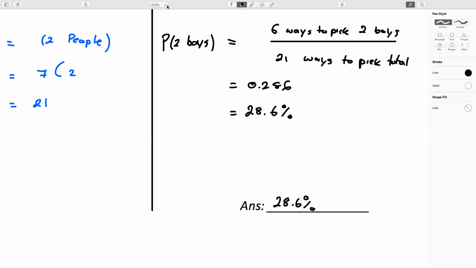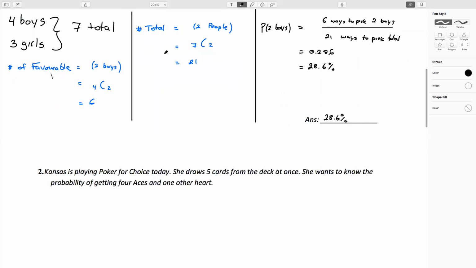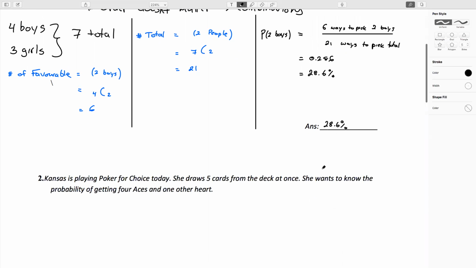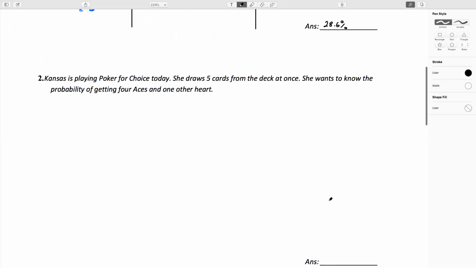Now, we should probably talk a little bit about the context here. We're assuming that everything is completely random. There's no bias whatsoever. So this would be the scenario where you put all of their names in a hat and you just draw 2. 30% of the time, it's going to be 2 boys. We didn't calculate specific people, but this is just for 2 points. All right, one more question.